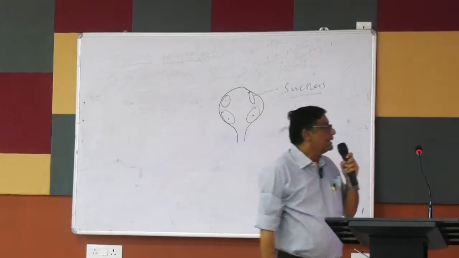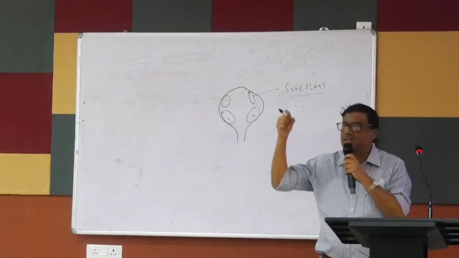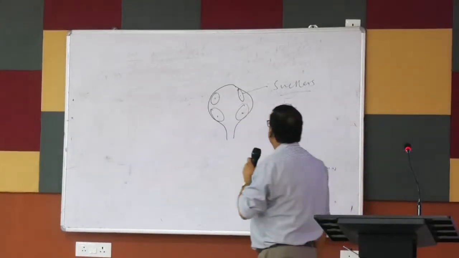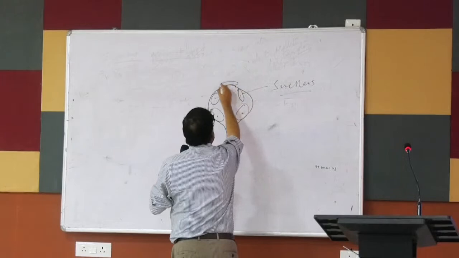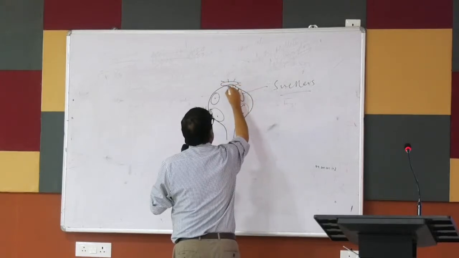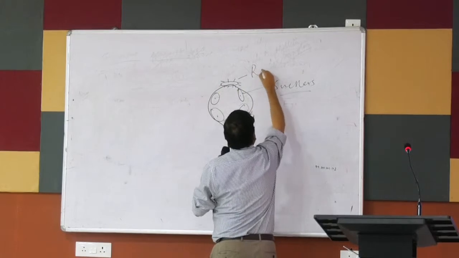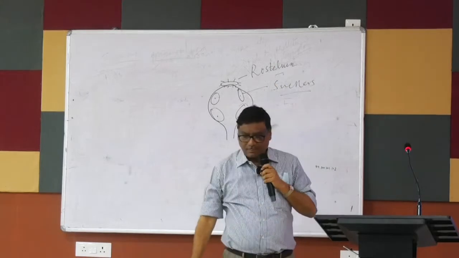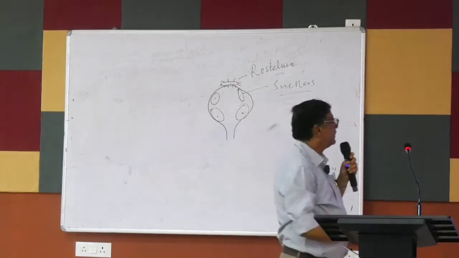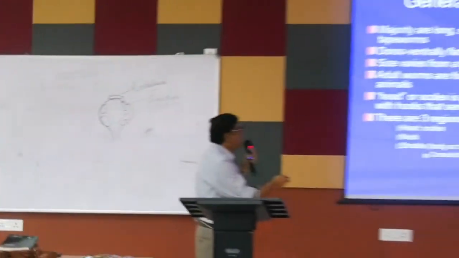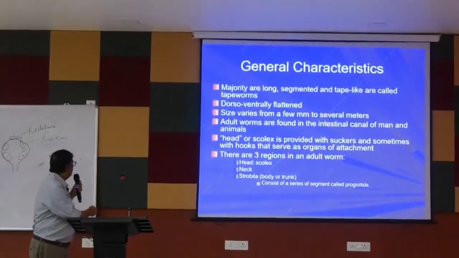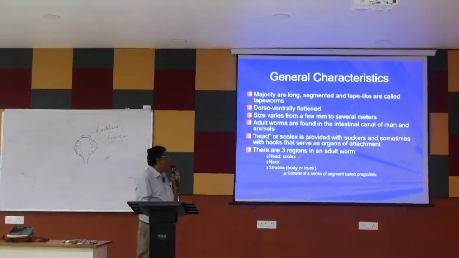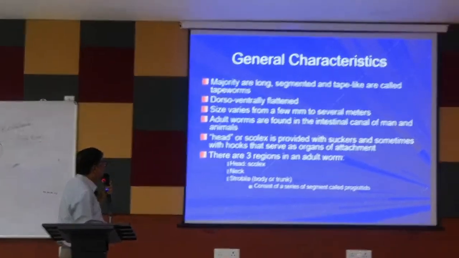Suckers are the organs of attachment to the intestinal wall. The head is called scolex. The head or scolex is provided with suckers and sometimes with hooks. These are hooks, two layers of hooklets that serve as organs of attachment.